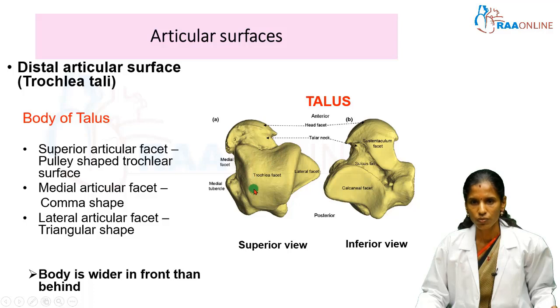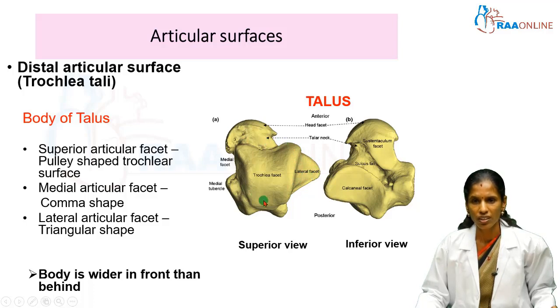Here, if you see the trochlear surface, anteroposteriorly it is convex and transversely it is concave. So the appearance of this surface looks like a pulley shape. That is why this surface is also called the trochlear surface. On the medial aspect, the comma-shaped articular surface articulates with the medial malleolus of the tibia, whereas the trochlear surface articulates with the inferior surface of the tibia. On the lateral aspect, the large triangular articular facet articulates with the lateral malleolus of the fibula.